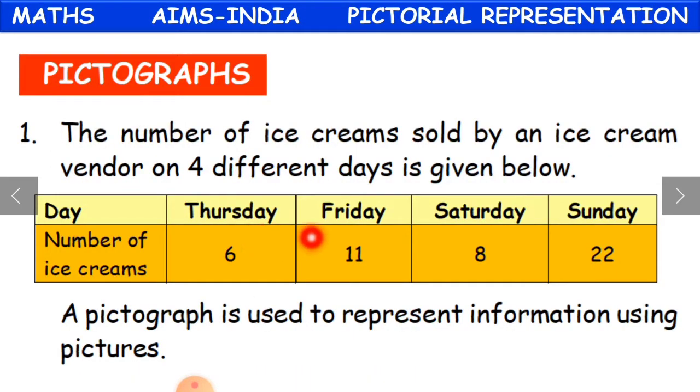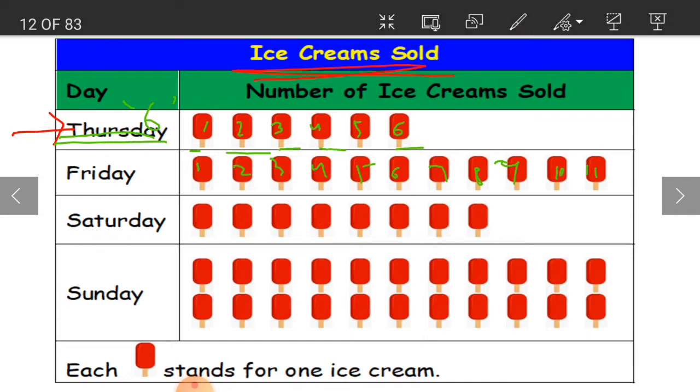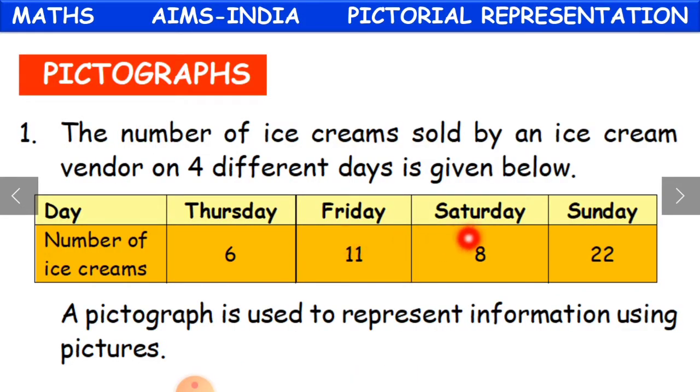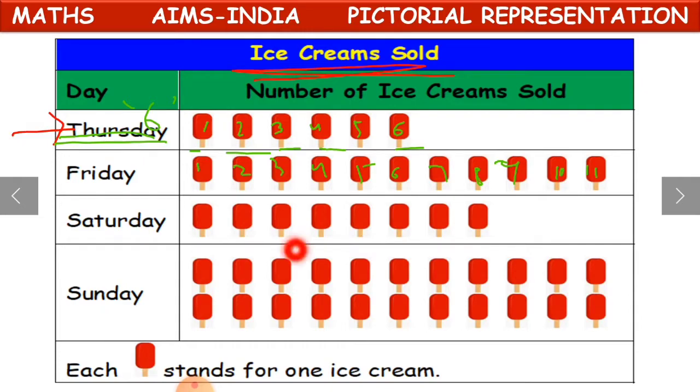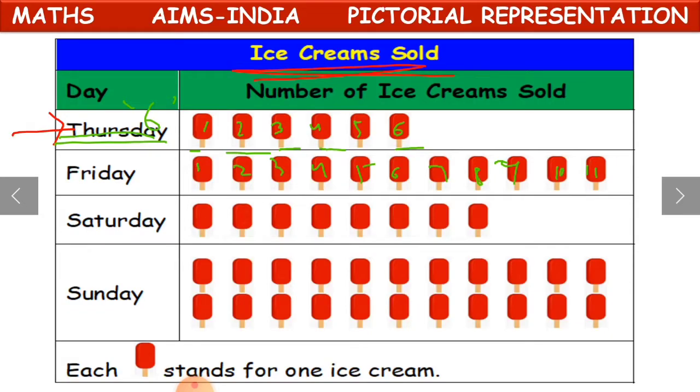Now coming to the next day, Friday, 11 ice creams were sold. So we have drawn 1, 2, 3, 4, 5, 6, 7, 8, 9, 10, 11. So we are using 11 ice creams here. Why? Because on Friday 11 ice creams were sold. Again on Saturday 8 ice creams were sold. So for Saturday we have placed 8 ice creams. Next on Sunday 22 ice creams were sold. See on Sunday, as you can see, we are having 22 ice creams here.